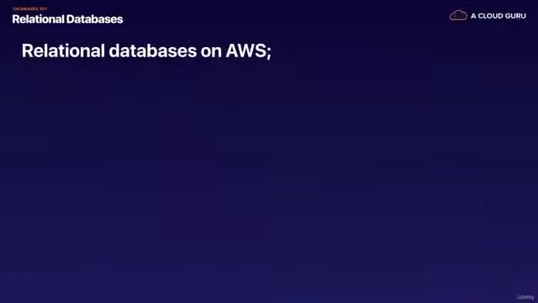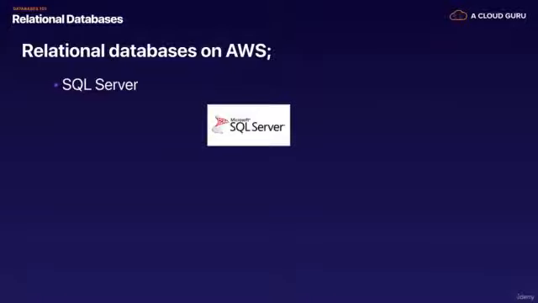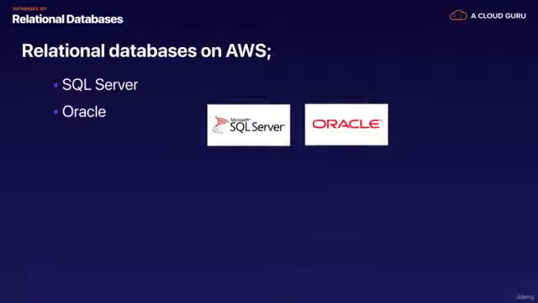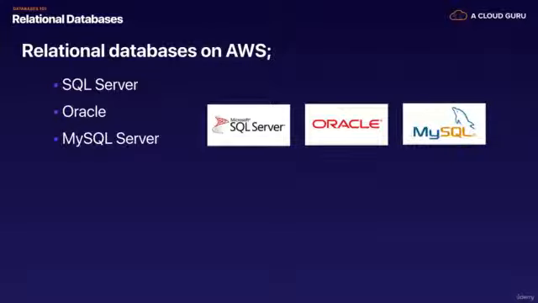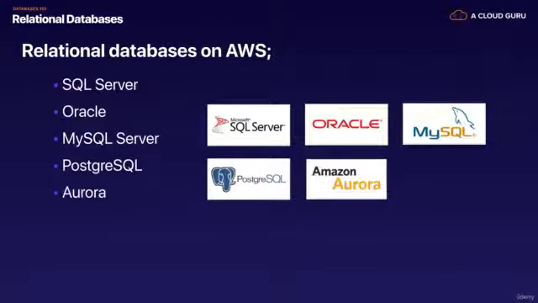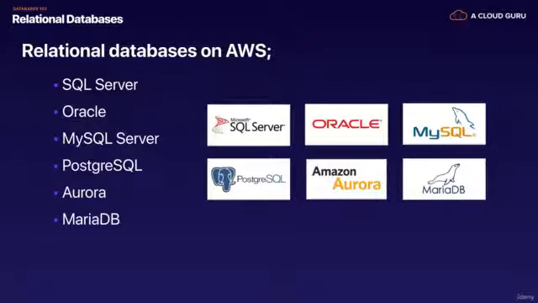Very, very simple. And databases on AWS come in 6 different flavors. So we've got Microsoft SQL Server, we have Oracle, we have MySQL Server, we have PostgreSQL, we have Aurora, which is Amazon's own proprietary database, and we also have MariaDB. So these are the 6 different relational databases on AWS. Now the one that we'll be using in this course will be MySQL, and the reason for that is we're going to be using WordPress to do an installation, and we'll look at doing that in the very next lecture.